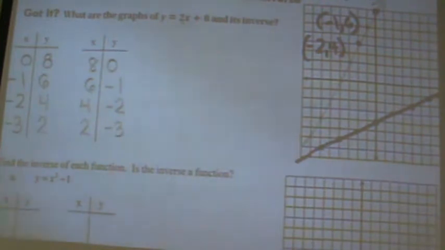Okay, so if I were to connect the dots here, this is the inverse line. Now, is our regular function, this relation, a function? Does it pass the vertical line test? Look at this line right here. Yes or no? Yeah, just this one line. So this is a function.